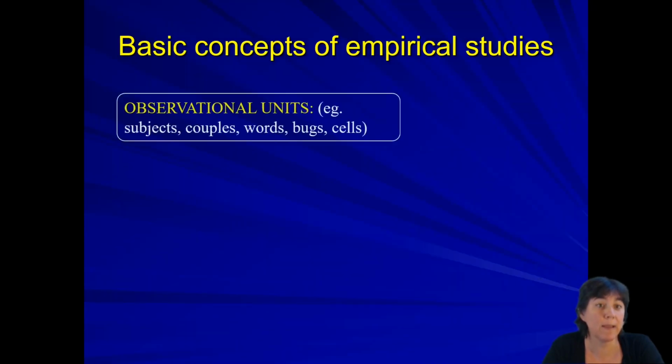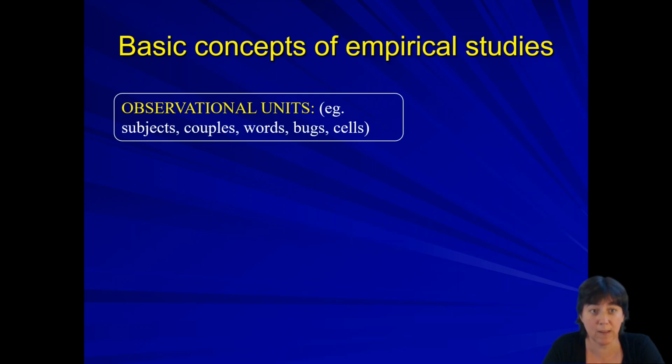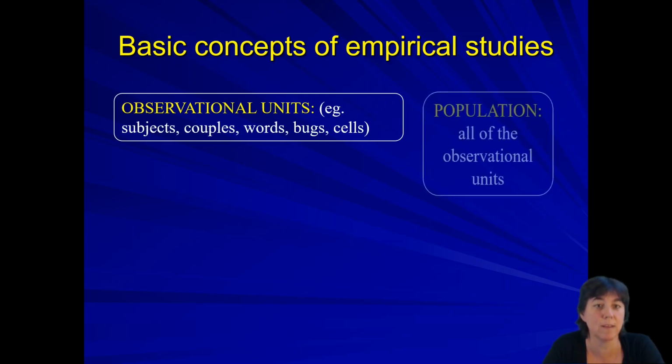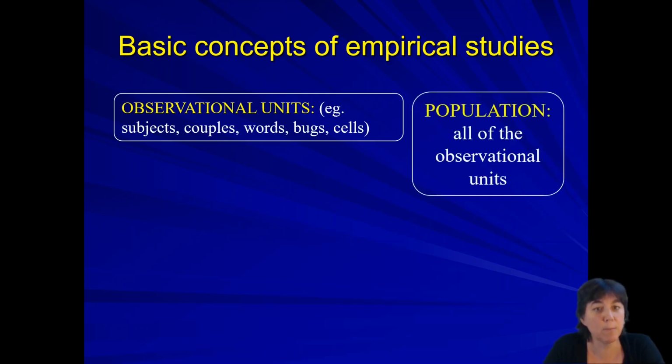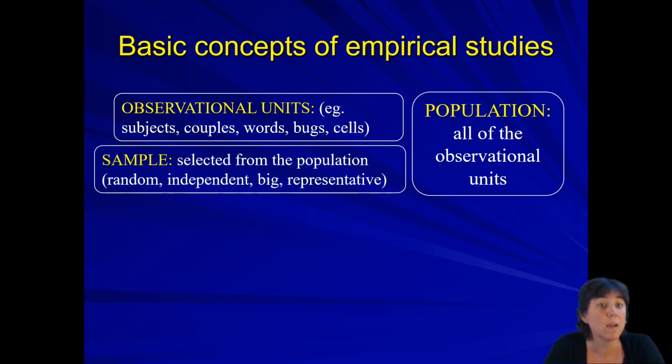And let's start by these main terms that we have to talk about later on. Observational units, which could be, as I said, subjects or anything, couples, words, bugs, basically anything that you're observing in your study. It's important that the population, by definition, is all of these observational units, whereas the sample is just a very carefully selected part of the population. It has to be random, independent, big enough, and representative.